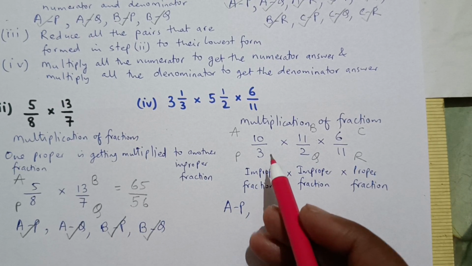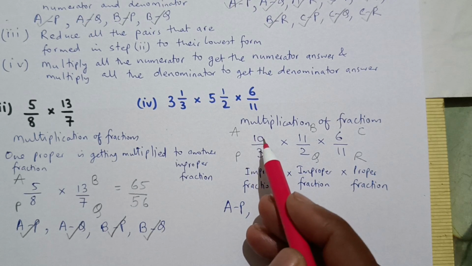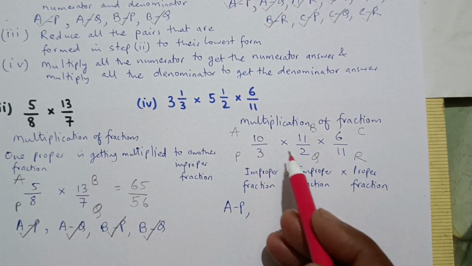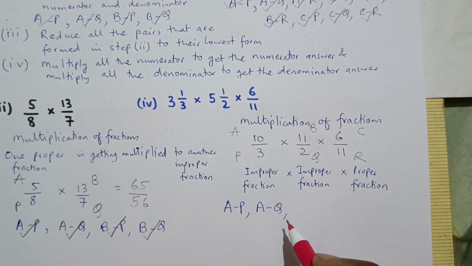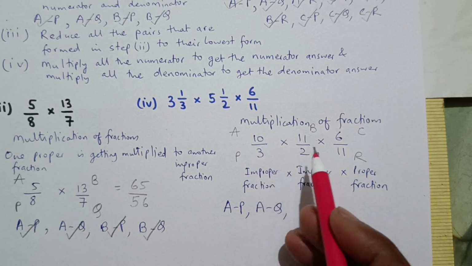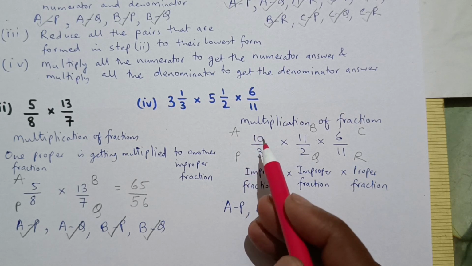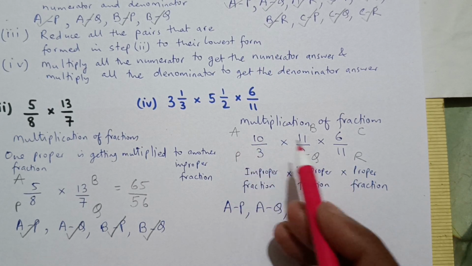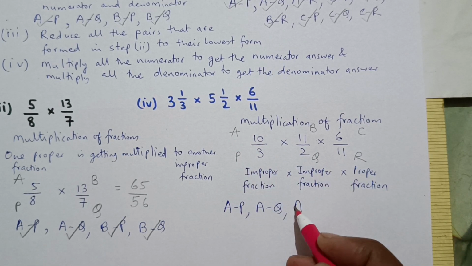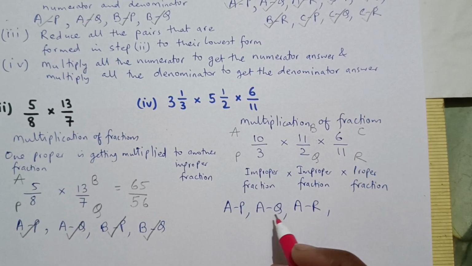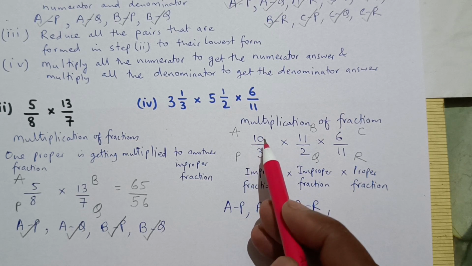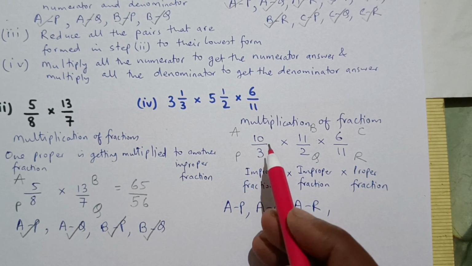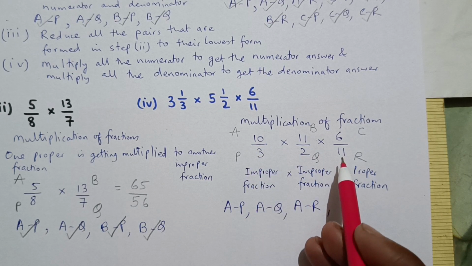Another numerator denominator pair with numerator 10 is 10 by 2. So AQ. Another numerator denominator pair with numerator 10 is 10 by 11. So AR. So these are the three numerator denominator pairs with numerator 10. 10 by 3, 10 by 2 and 10 by 11.